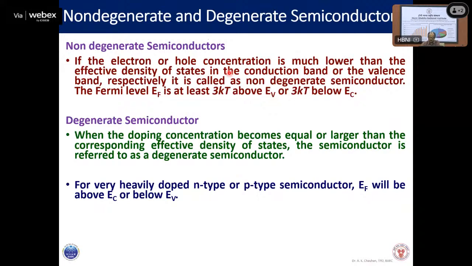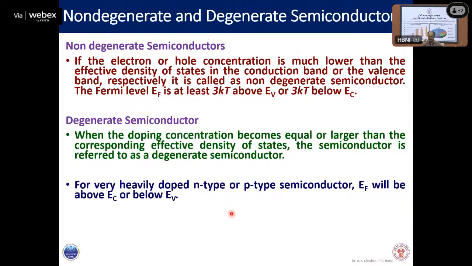Then this was non-degenerate, when you are having very low doping. The degenerate case is when the doping concentration becomes equal to or larger than the corresponding effective density of states. The semiconductor is then referred to as a degenerate semiconductor. For very heavily doped N-type or P-type semiconductors, EF will be above EC or below EV.